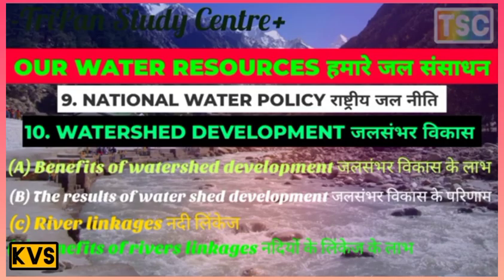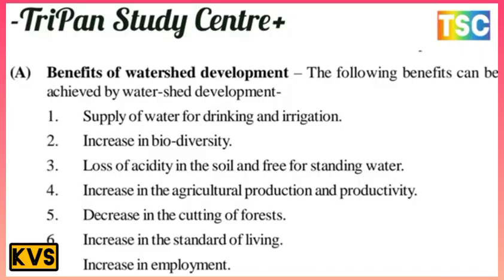The first point here, benefits of watershed development. The following benefits can be achieved by watershed development. First, supply of water for drinking and irrigation. Secondly, increase in biodiversity. Third, loss of acidity in the soil and freedom from standing water. Next, increase in agriculture production and productivity, decrease in the cutting of forest, increase in the standard of living, and increase in employment.